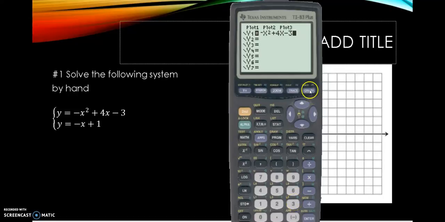And if I want to just check that and see what that looks like when it's graphed, it's a parabola that looks something like that. And that should look familiar from when we graphed this by hand.